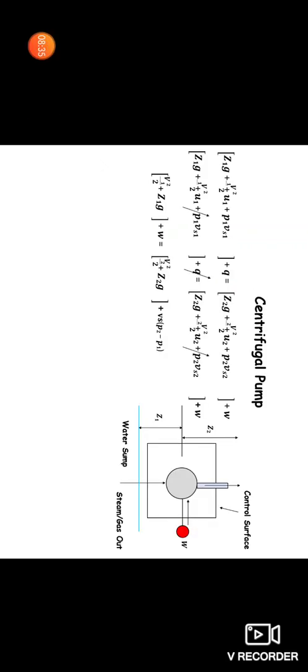For the centrifugal pump also, similarly, we have v1 square by 2 plus z1g plus w is equal to v2 square by 2 plus z2g plus vs (p2 minus p1).